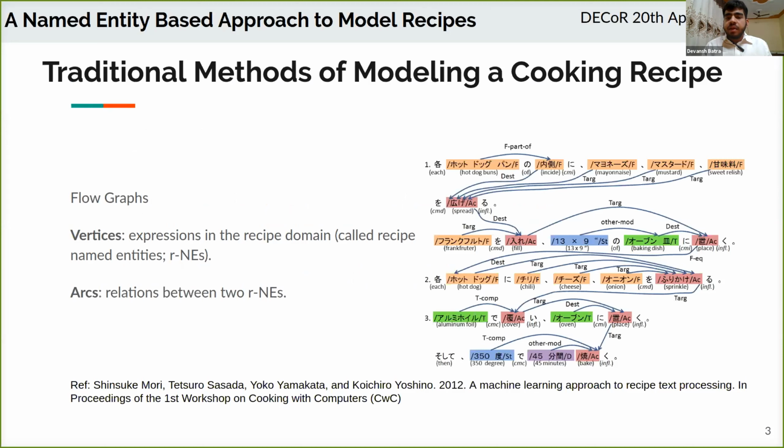Traditionally, there have been graph-based methods used for modeling a cooking recipe. The first one, which was very popular for its time, is by using flow graphs. This was introduced by Shinsuke Mori et al. at the first workshop on Cooking with Computers, in the paper titled A Machine Learning Approach to Recipe Text Processing. As you can see, the flow graphs depend on relationships between the entities that occur within the instructions.